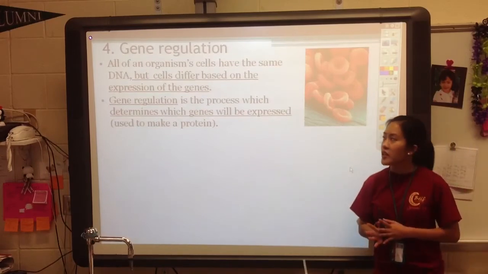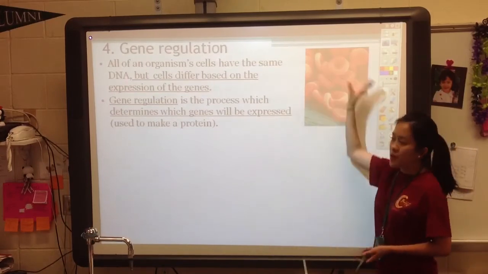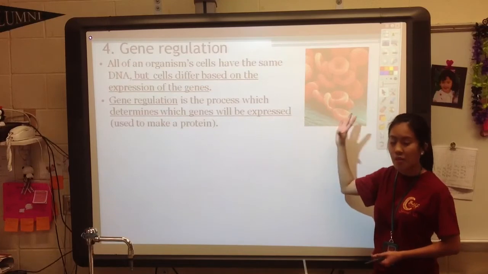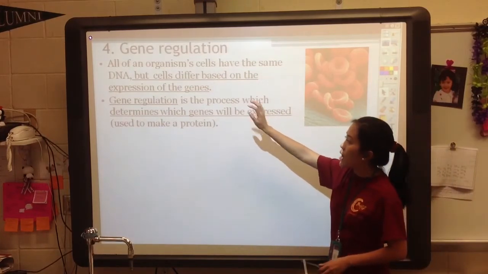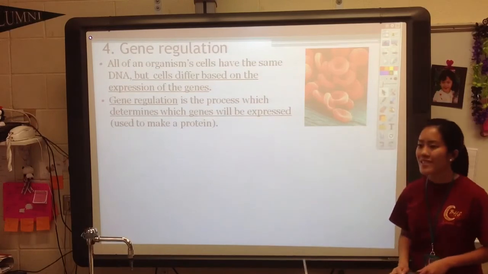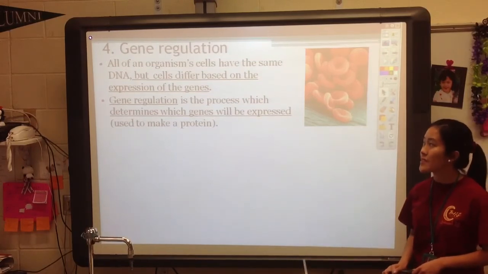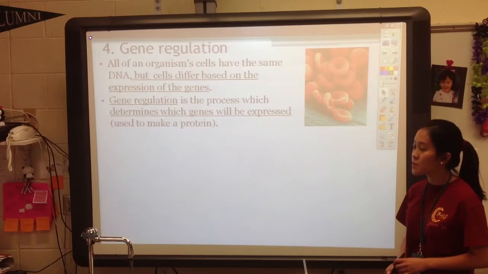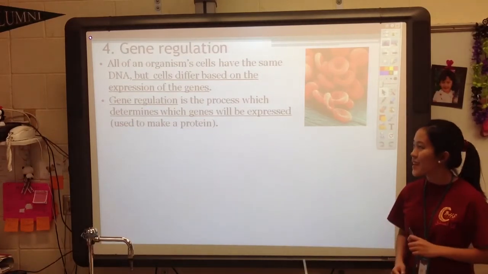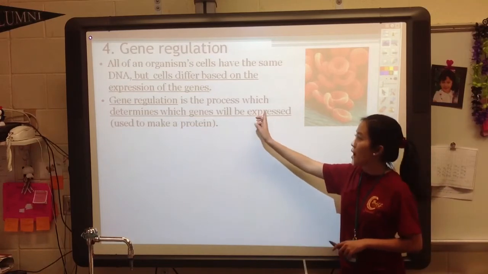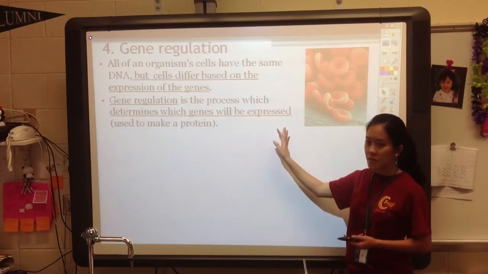So with gene regulation, you want to think about the end products of our cells, okay? And what is the specific job for each cell? All of an organism's cells are going to have the same DNA, but the cells are going to differ based on the expression of the genes. What does the gene tell it to do? Gene regulation is the process which determines which genes will be expressed.